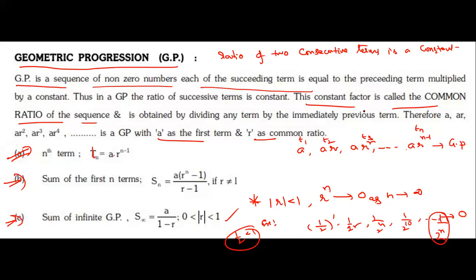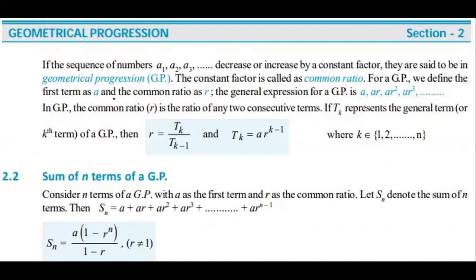Thank you, Shravani. So take some examples. Both are the same. I'm giving it once again. See, if the sequence of numbers a1, a2, a3, and so on, is either decreasing or increasing by a constant factor, this is the beautiful definition, they are said to be in geometric progression. As usual, the constant factor is called the common ratio of the GP. So we define the first term as a and the common ratio as r. So the general terms are a, ar, ar square, ar cube, and so on. That's the meaning.